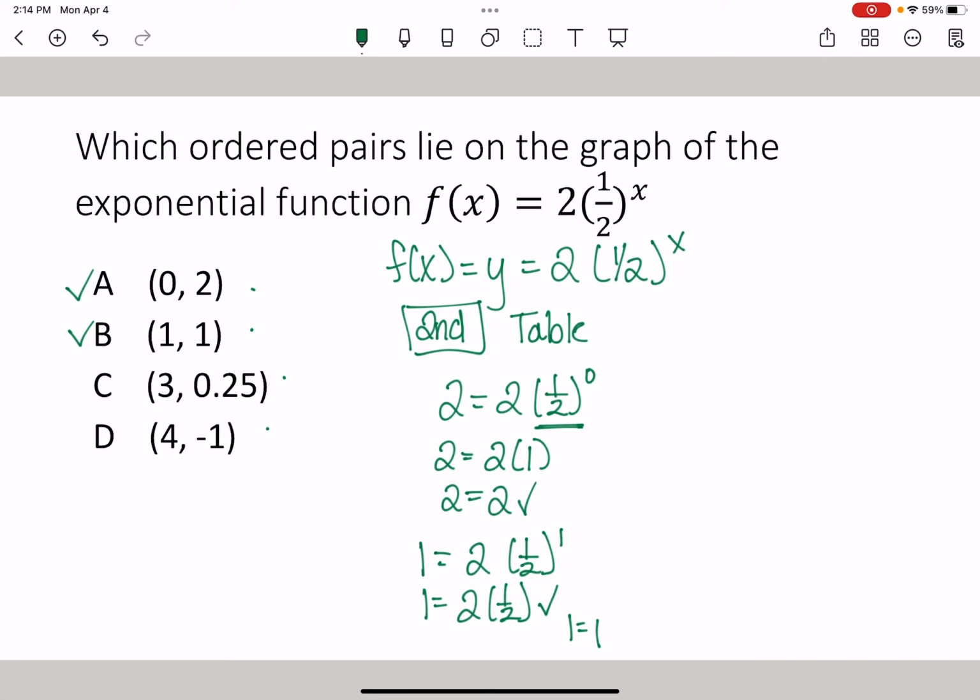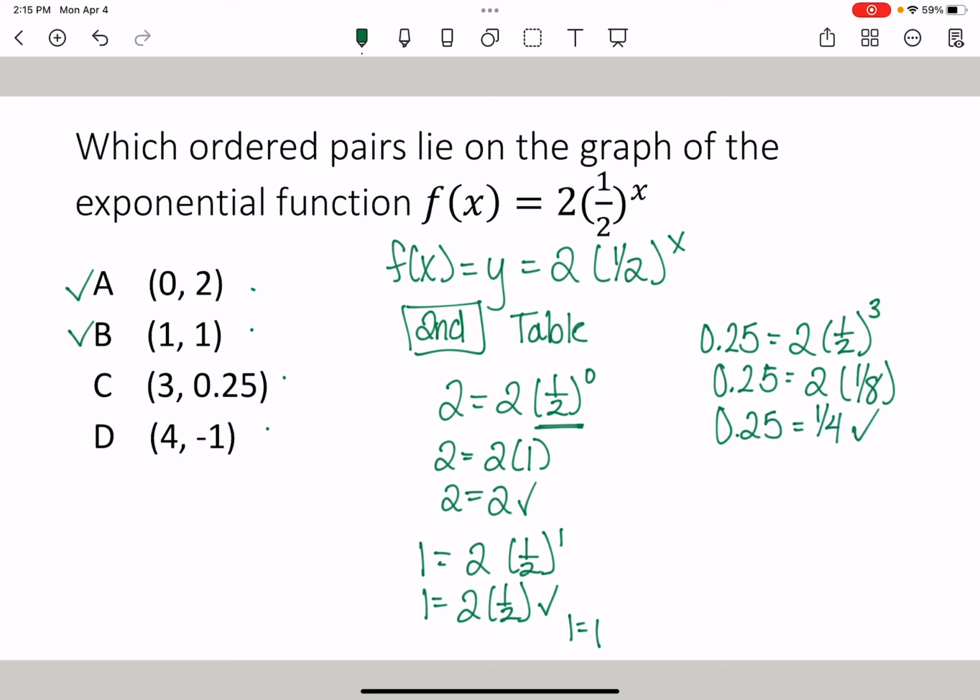If I plug in C, I get 0.25 equals 2 times 1/2 to the 3. So 0.25 equals 2 times 1 over 8, which is correct because 2 times 1 over 8 is 1 over 4. So that's correct. So C is also a point on my function.